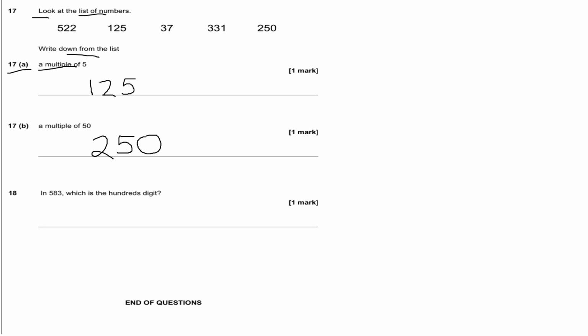Question 18. In 583, which is the hundreds digit? That'll be a 5. Okay, so 5 is in the hundreds, 8 is in my tens, and 3 is in my units. Okay.